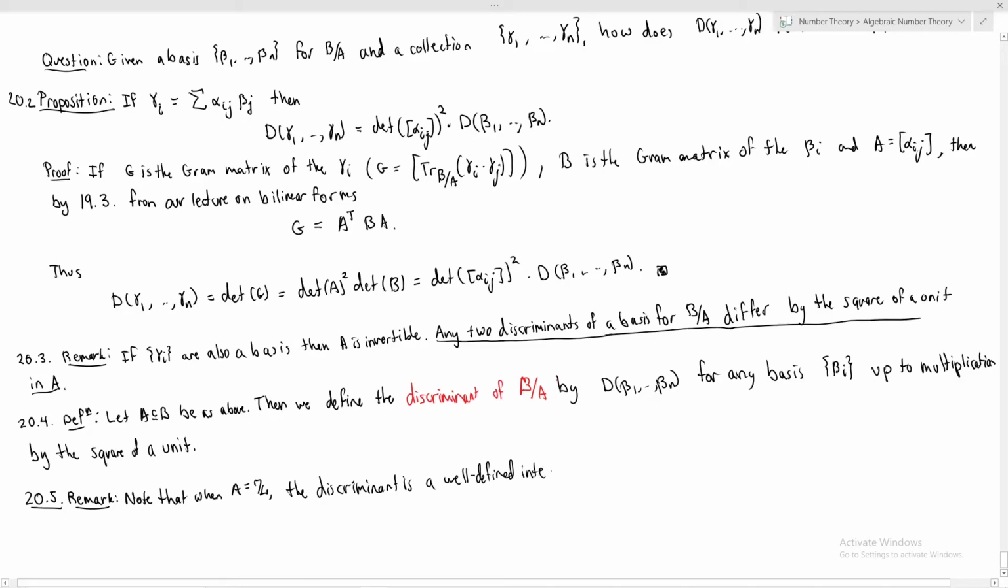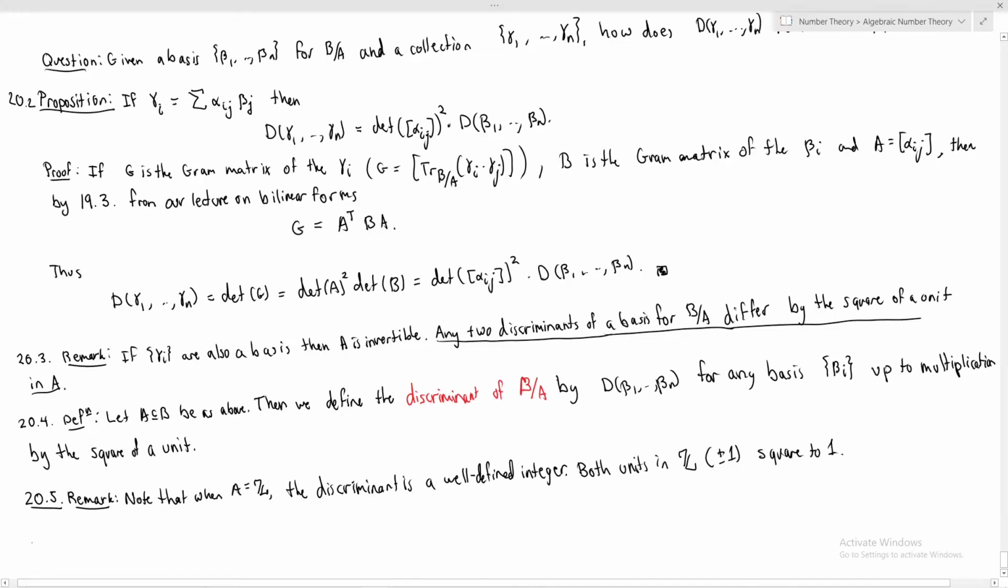Why is this? Well, this is because the only units in Z are plus or minus 1, and they both square to 1. So both units in Z, plus or minus 1, square to 1. So essentially what this definition says in that setting is the discriminant of any basis is well defined up to multiplication by 1, aka it's just a well-defined integer.